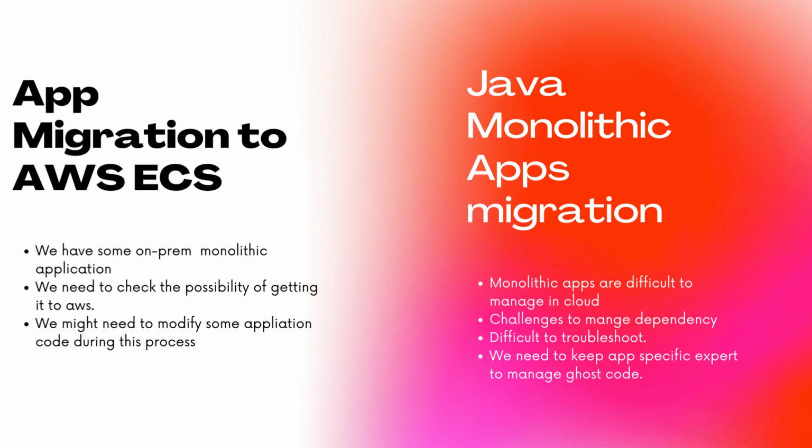They will ask you, what do you mean by monolithic? Monolithic apps are difficult to manage in the cloud. There are challenges managing the dependencies, they are difficult to troubleshoot, and we need to keep an app-specific expert to manage the ghost code, meaning the application code is very complex. One person who knows Java in and out should be there. If he leaves the company, it will be problematic to manage the application. So that's how the challenges are there.